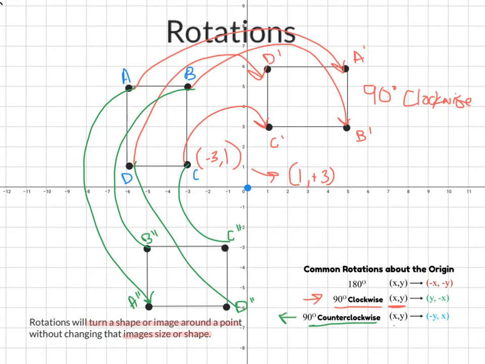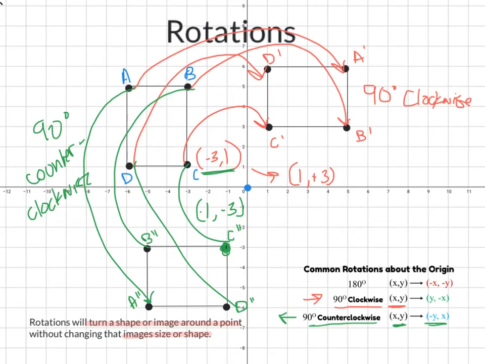So that means we take our x and y values, again, switch them, but now the y is negative. C here was negative 3, 1, which now we switch, and it's 1, negative 3, and then we make the first value negative. Negative 1, negative 3, which is how we got to C double prime. So this right here is a 90-degree counterclockwise rotation. Okay, and that's how we would calculate these out. It's all about rotating around a point.